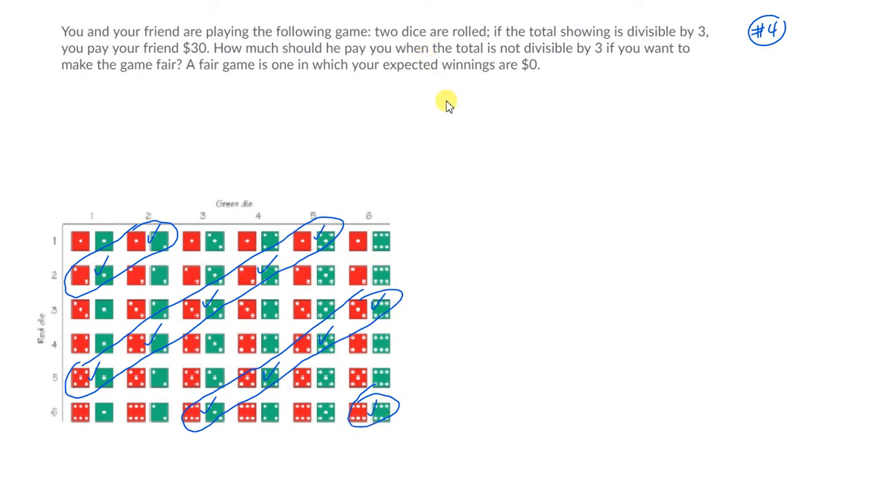All right, so let's start making our table. Typically we make a table that says outcome, then the probability of getting that outcome, and then the outcome times the probability. In a case like this, I'm also going to add an extra column called description of the outcome, just to help us organize the data a little bit. So my first description is an outcome that is divisible by 3.